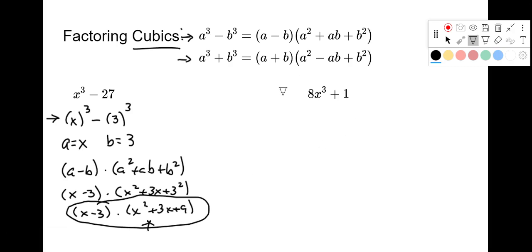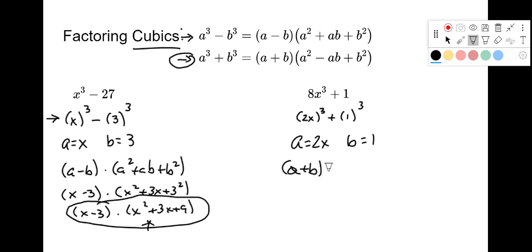All right, let's look over at this one. We have 8x cubed plus 1. So that's going to point me to this bottom formula this time, right? A cubed plus b cubed. But we have to figure out what's being cubed. Well, to make 8x cubed, I'd have to take 2x and cube it, right? 2x times 2x times 2x will give me 8x cubed. Plus, well, to make 1, I just cube 1. 1 cubed is 1. So that means my A must be 2x, my B must be 1, and now I'm going to apply this bottom formula. It says A plus B times A squared minus AB plus B squared.